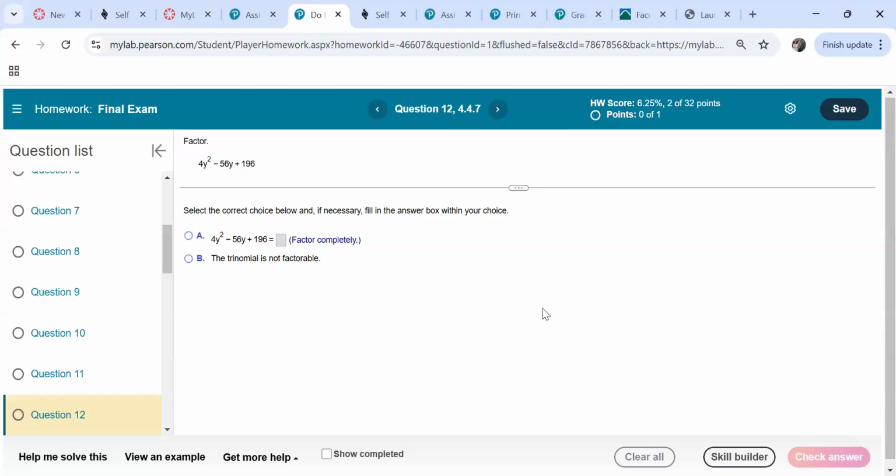Now factoring, the first thing you always want to do when you want to factor is see if we have a common factor of some sort. So what we'd see here is that everything we have here is divisible by 4. So I can factor out a 4 and I'm just left with y squared minus 14y plus 49.